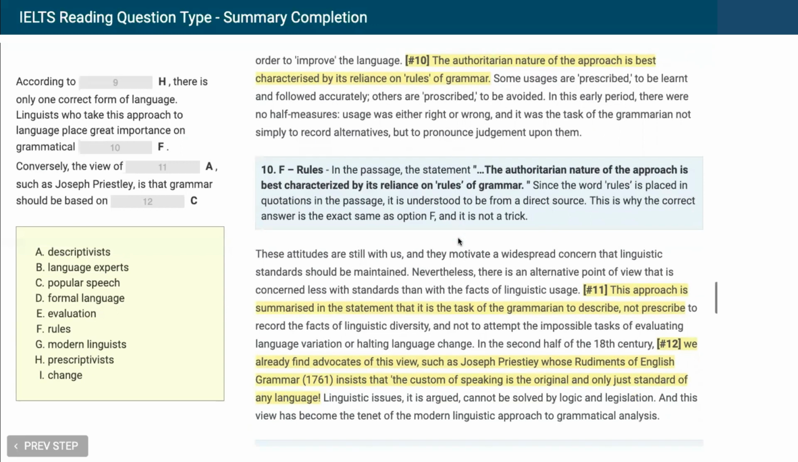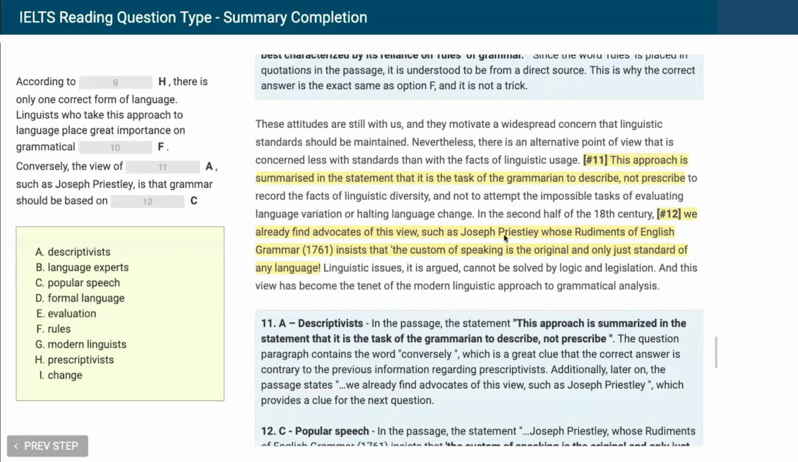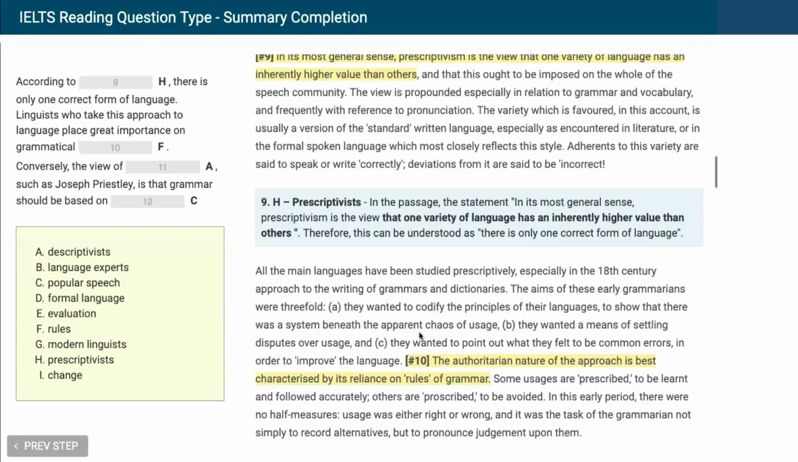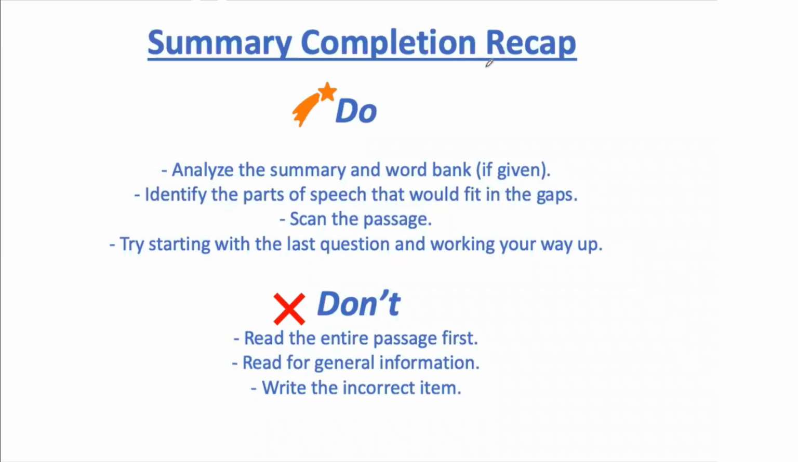Just make sure that you're aware of your synonyms and that you are ready to dissect the passage a little bit. It's sort of like an adventure where you have to find the correct meanings. Okay, excellent job. That was really fun. Let's go through some recaps to wrap up this lesson. All right, here's a bit of a recap, some do's and don'ts.